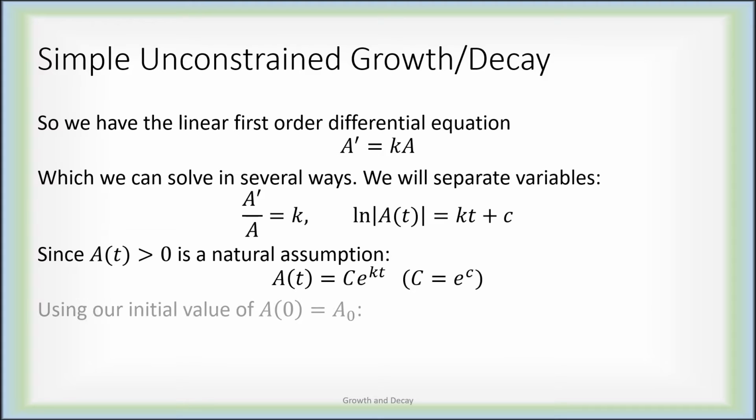The initial value, however, was that A of 0 equals a sub 0. So if I plug in t equals 0 and place a sub 0 over here, we directly get that this constant C must be a sub 0. So there's the equation: A of t is a sub 0 e to the kt, derived very quickly from solving a linear first-order differential equation that was separable.